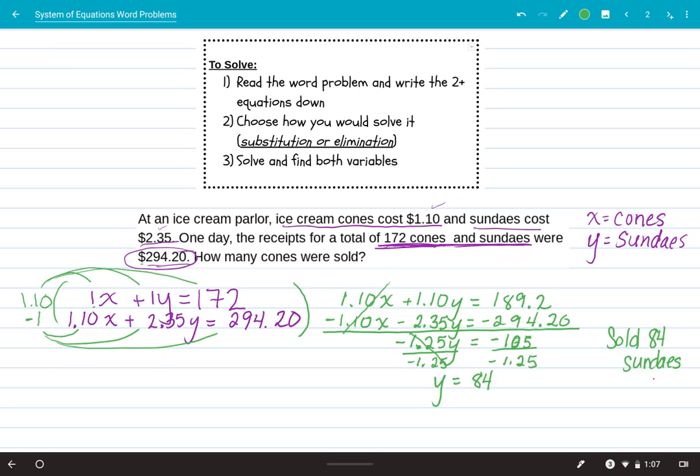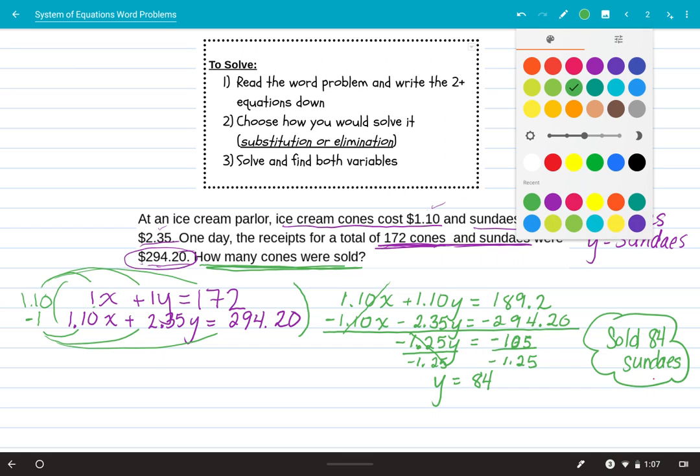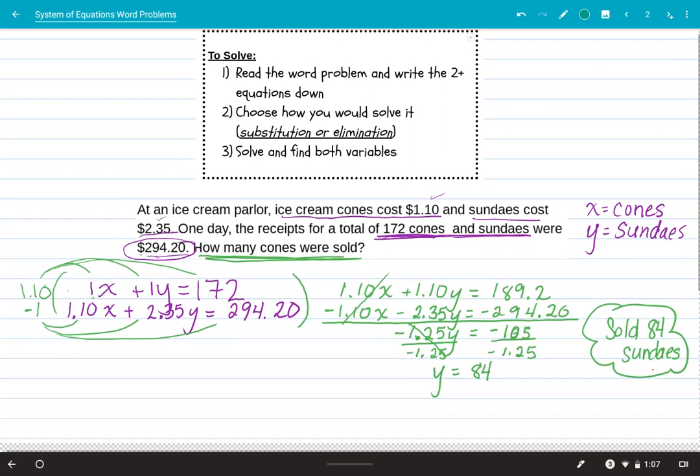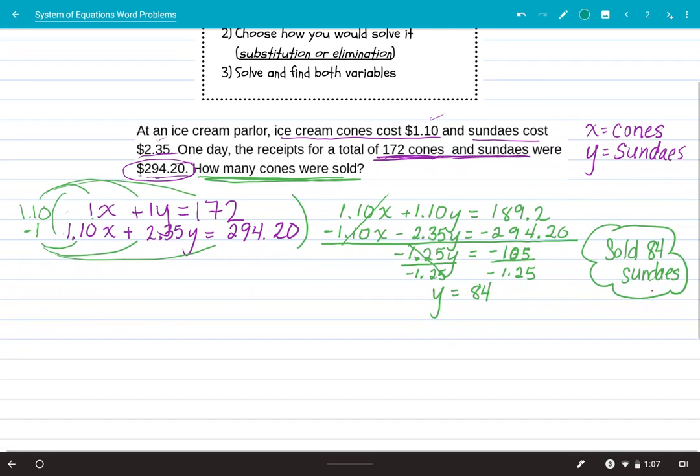So we know they sold 84 sundaes. But the question asked how many cones were sold. Okay, so now we need to go back and plug it into one of our equations and find out how many cones were sold. You go back and put it into one of the equations, whichever one looks easiest. You remember, make it easier for you. And I'm going to plug it into the first equation because that one looks easier.